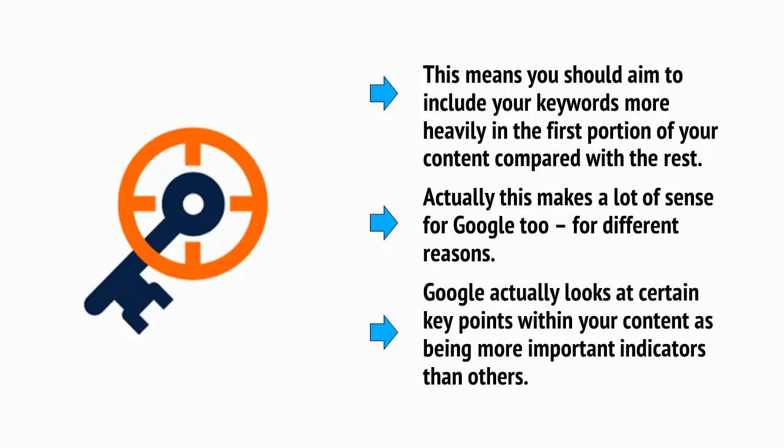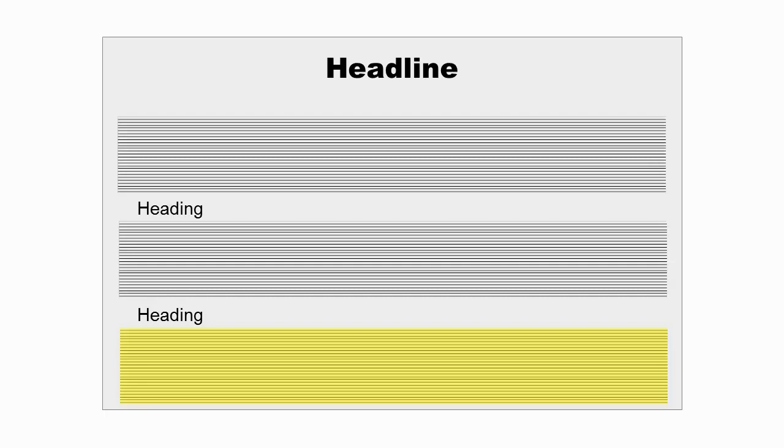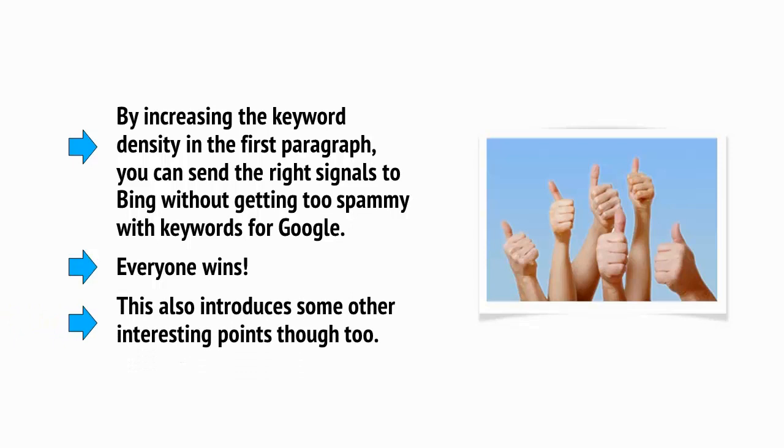Google actually looks at certain key points within your content as being more important indicators than others. The first paragraph is one section that's given extra importance, as is the last paragraph and other headings. And by increasing the keyword density in your first paragraph, you can send the right signals to Bing without getting too spammy with keywords for Google. Everyone wins. This also introduces some other interesting points too.